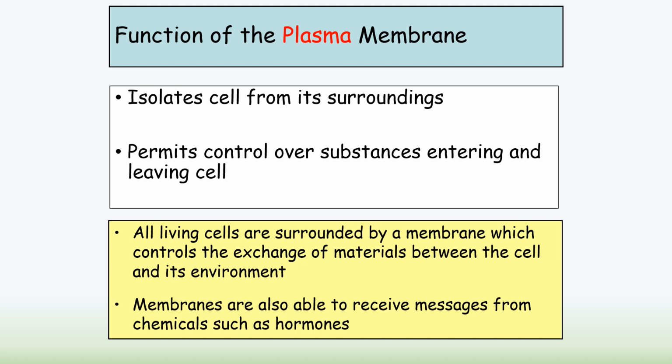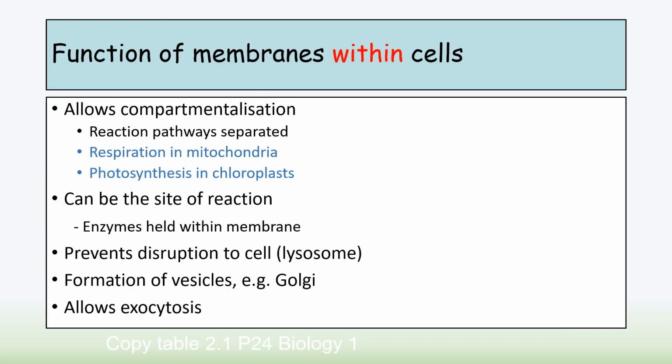Membranes also need to have an ability to receive messages, so they'll have receptors, which are often proteins or glycoproteins, to receive messages from chemicals such as hormones entering the cell. Within the cell, as we've spoken about in the eukaryotic cells video, it allows compartmentalization, separating sections of the cell apart so they can do different jobs. For example, the membranes that make up the mitochondria allow respiration. In the same cell, a plant cell can be doing photosynthesis in the chloroplast. Also, you can hold enzymes within the membrane, which might allow a series of enzyme reactions to happen in the right order.